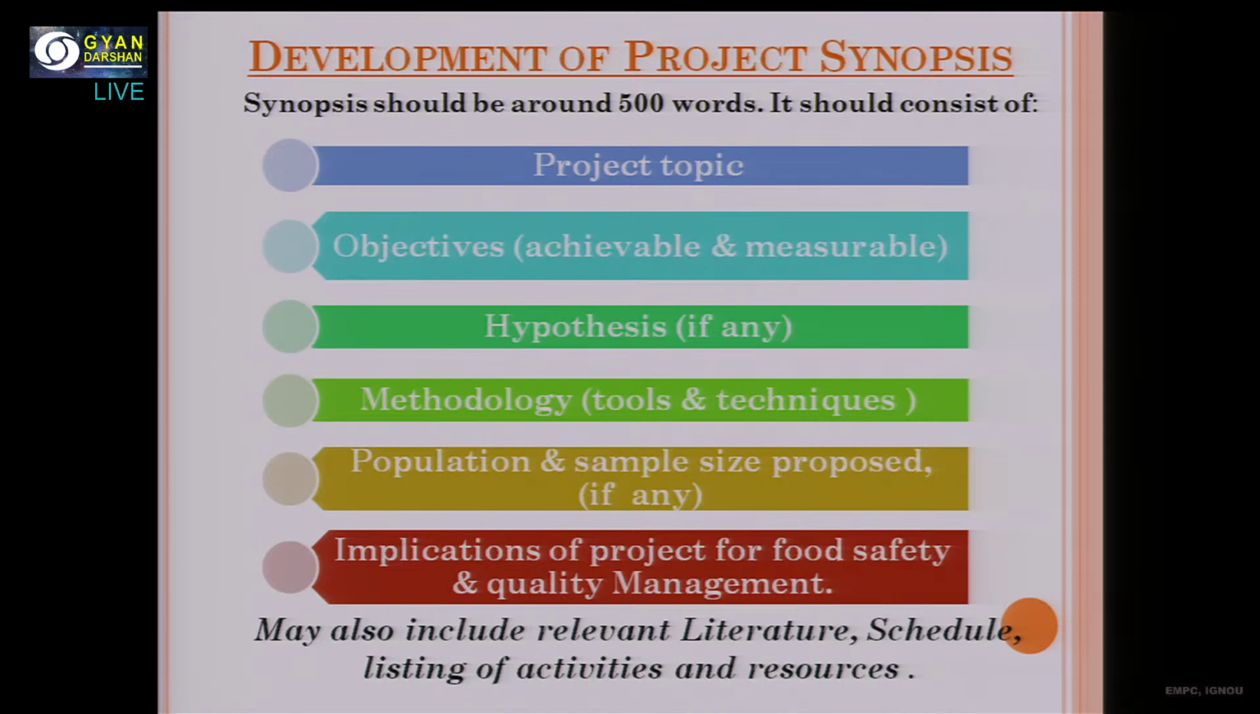Then you should write the objectives of your study. That means what you intend to achieve from this project work. So you should write it clearly. The objective should be achievable. You should not keep too many objectives. You can write 2 to 3, maximum 4 objectives, because there is a time constraint. You need to complete it within time, and it should be achievable also.